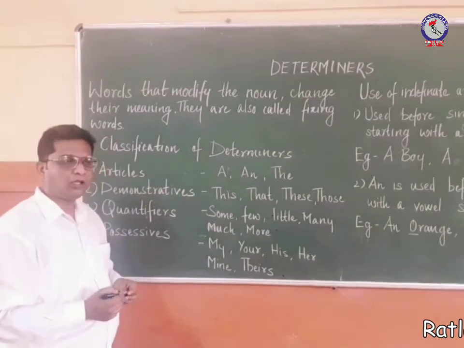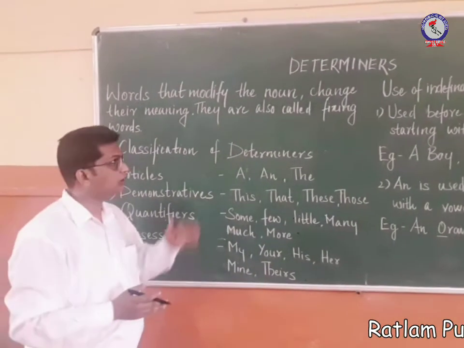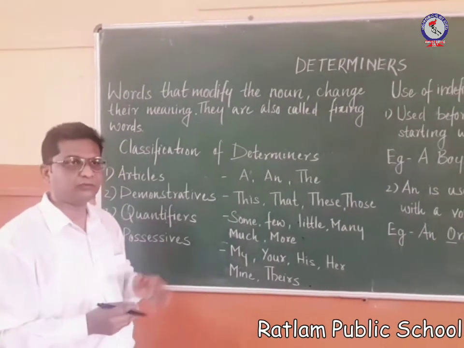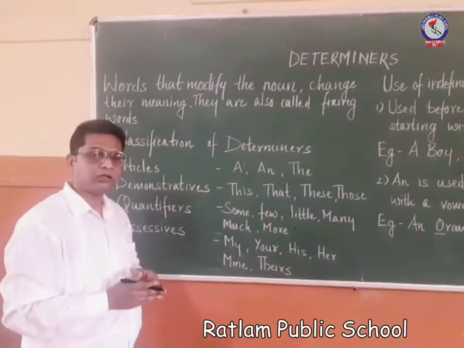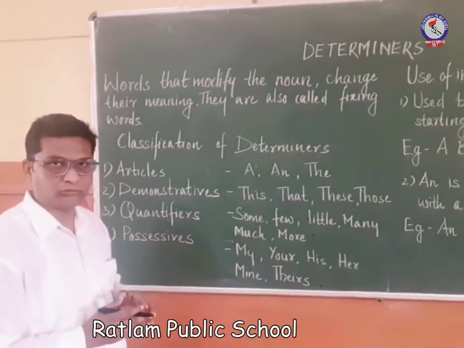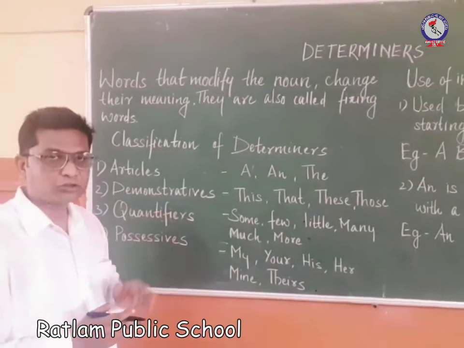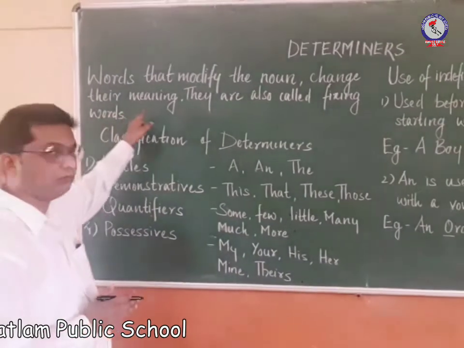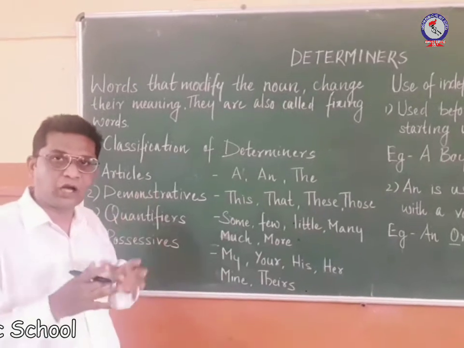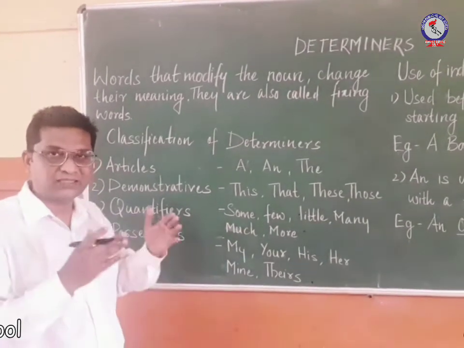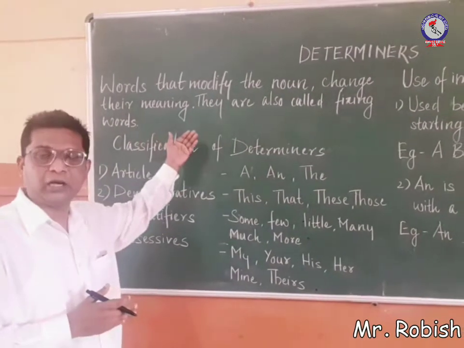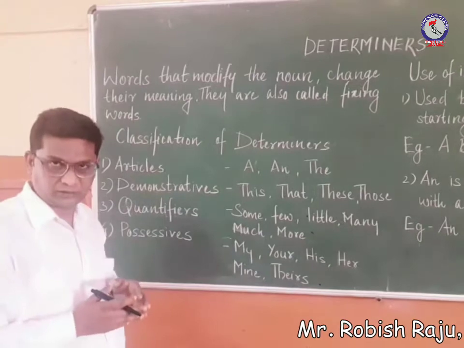The online study. Today I am going to teach you about determiners. So let's see the definition of determiners. Determiners are the words that modify the noun, that also change their meaning. So the definition is, determiners are those words that are put before a noun, that modify the noun and change its meaning.